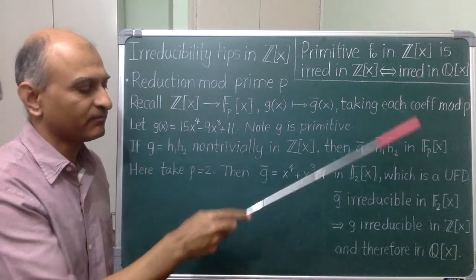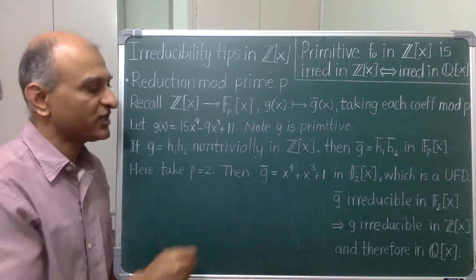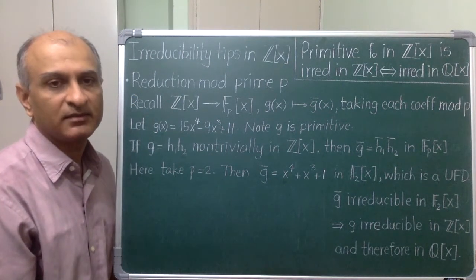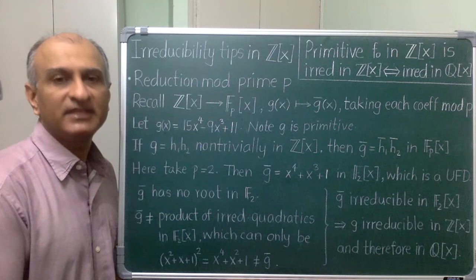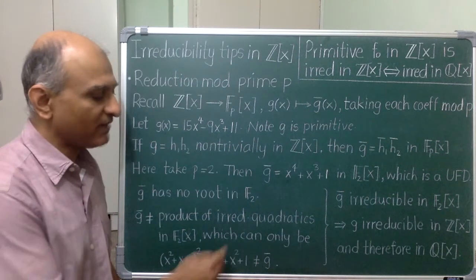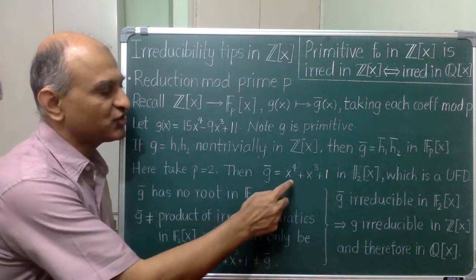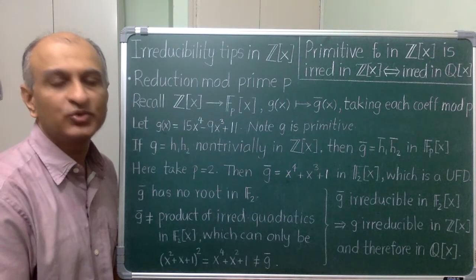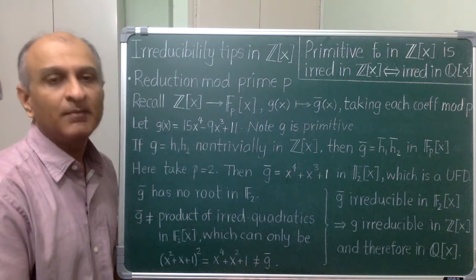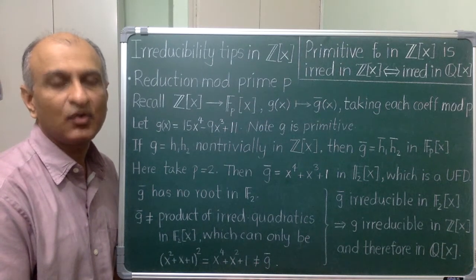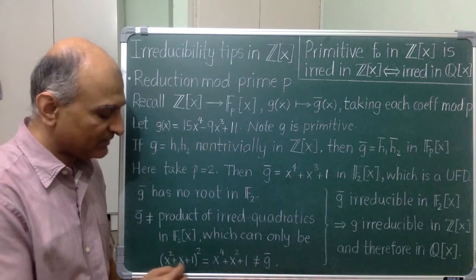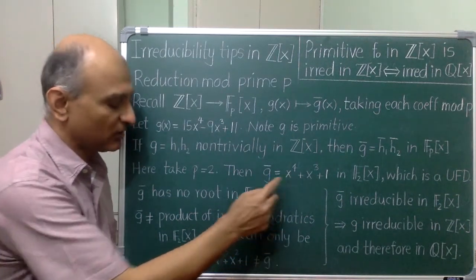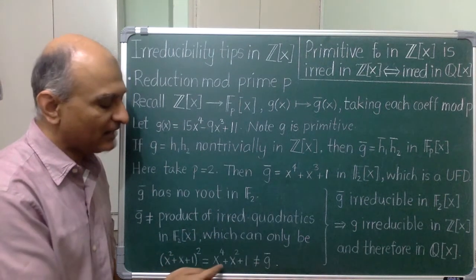So all we have to do is check that this polynomial is irreducible over f2. So please do that. G bar does not have a linear factor because it does not have a root in f2, as you can check by plugging in. The only other possibility is that it factors into two irreducible quadratics. But the only irreducible quadratic over f2 is x square plus x plus 1. So all I have to check is that this polynomial is not the square of that quadratic, and it isn't.